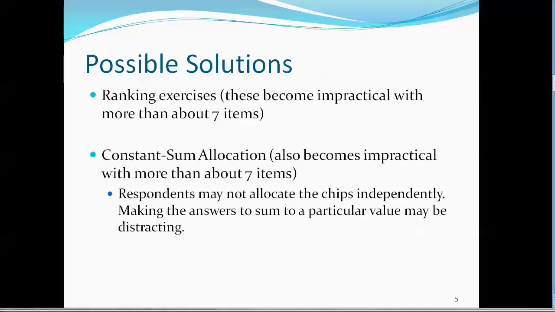So possible solutions that have been recommended over the years are to do a ranking exercise, asking respondents to sort the items from best to worst, but this can become impractical with more than about 7 items. Other possibilities include the constant sum allocation, where a respondent would allocate, say, 100 points across all the items. But this can become difficult also when you have more than about 7 items. And respondents may not allocate all the chips independently. And making the answer sum to a particular value can be distracting for some respondents.